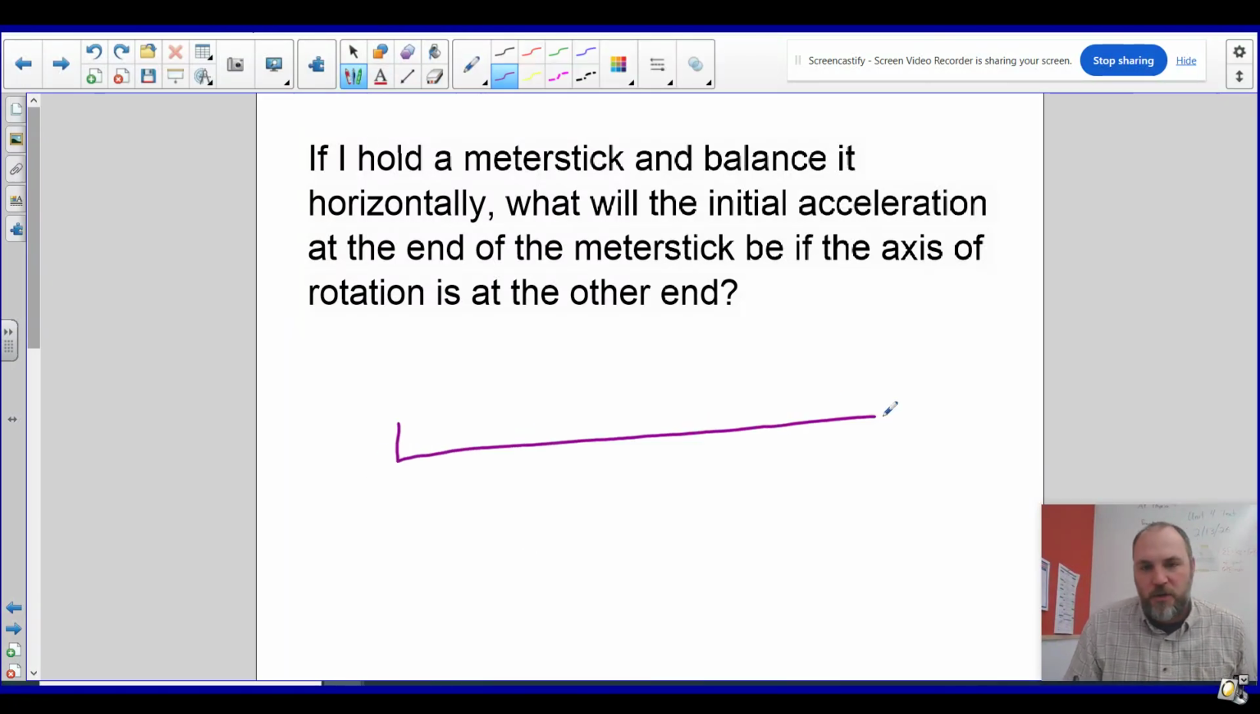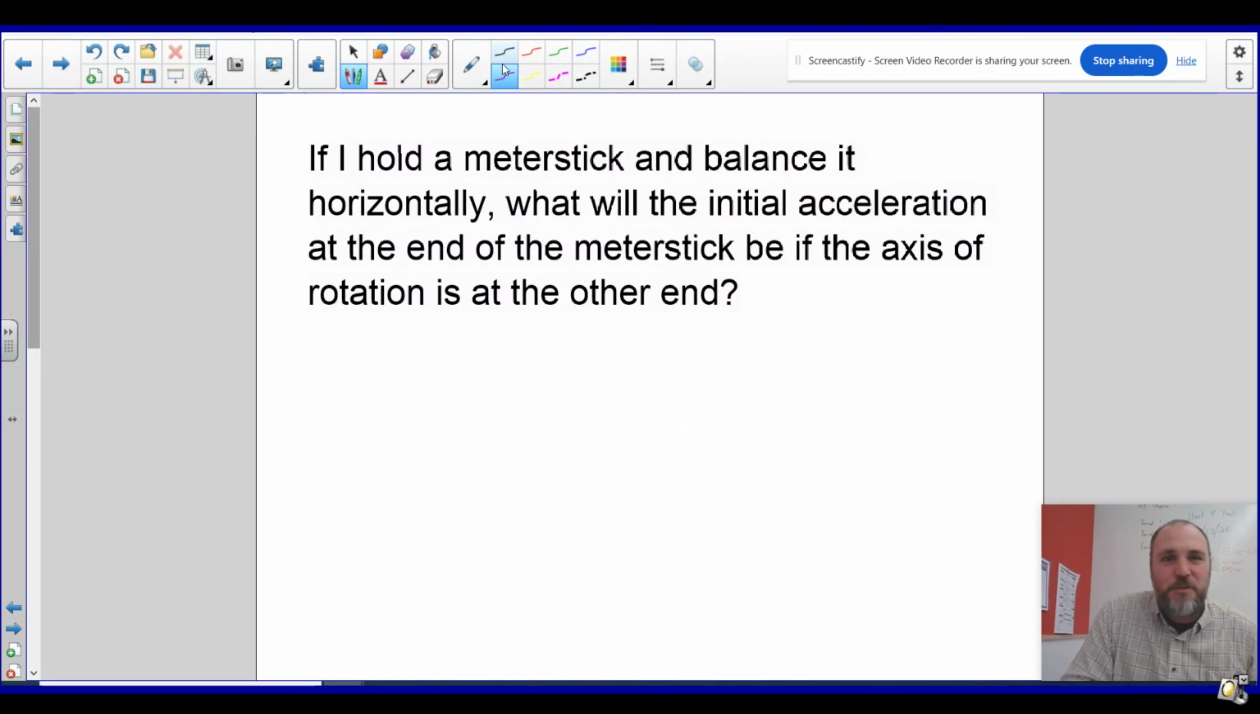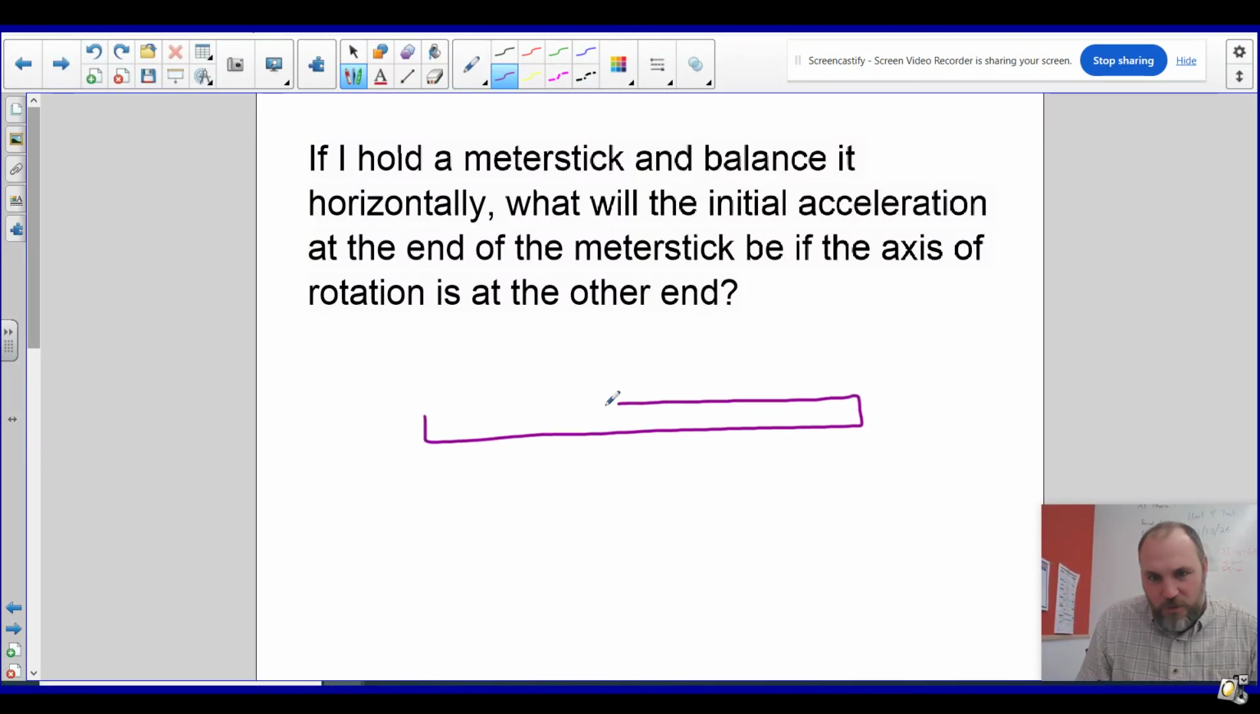So you've got your meter stick. That was a really bad drawing. I'm sorry. Sometimes the orientation is difficult when I'm writing on my pad. But I have a meter stick that is held horizontally, and the rotation axis is right through one end of the meter stick. And I want to know what the acceleration would be right here initially? And if I were to actually put an object on top of the meter stick, how would the acceleration of the object compare to the rotating meter stick?